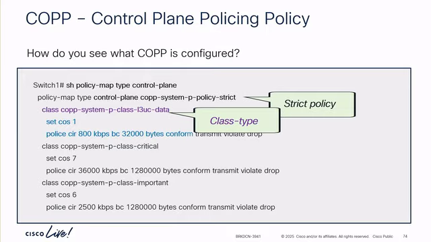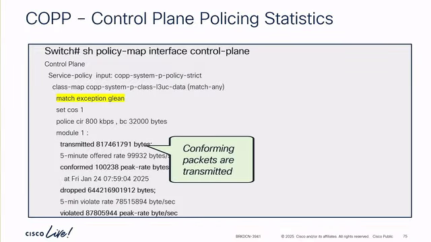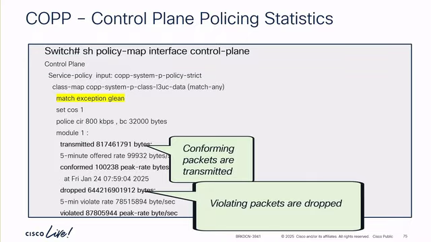So lastly, how do you actually view that drops are happening on the control plane? Show policy map interface control plane. You see the conformed ones are not the ones that are being dropped. The violation drops are the ones that are being dropped.